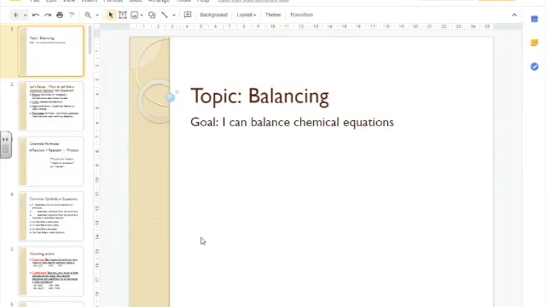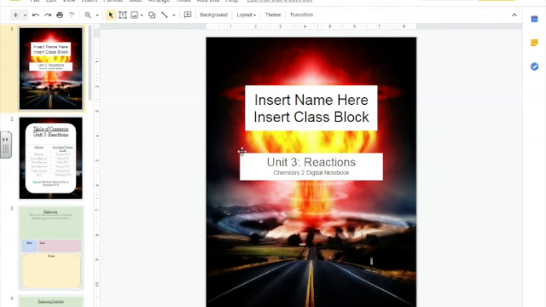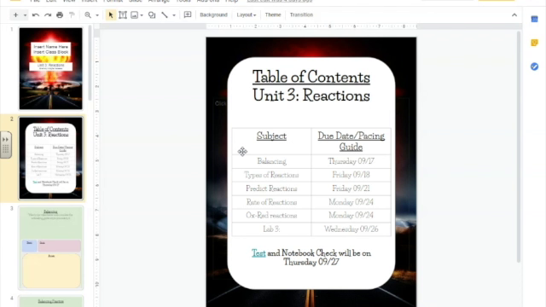Hello everyone. So to start off this unit, you can look at your digital notebook. This is Unit 3 Reactions. Make sure you insert your name, and this is second block. Here is the table of contents.